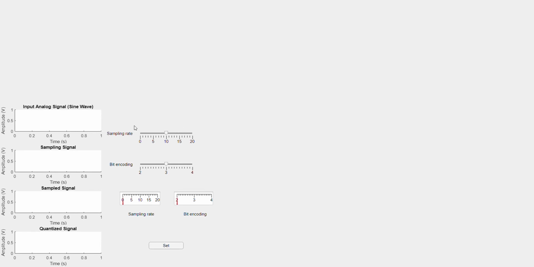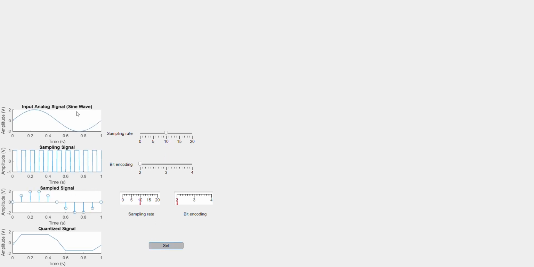This is the GUI for the PCM. So we start with a sampling rate of 10 and bit encoding of 2. This is the resulting plot. Switching the bit encoding to 3, we have a clearer representation of the quantized signal, and switching it to 4, an even clearer signal as the peaks reach the actual peak amplitudes.